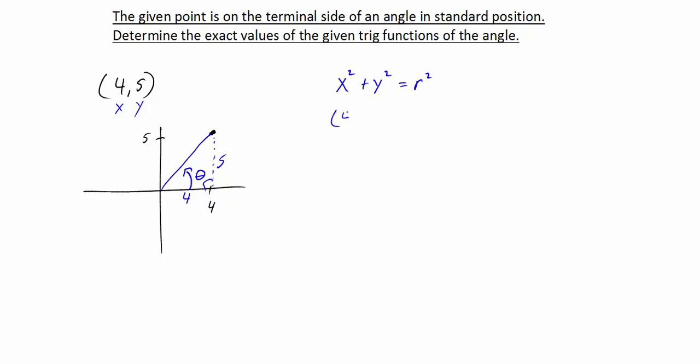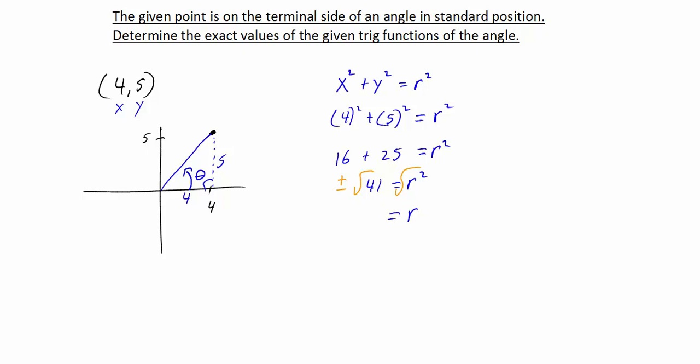So now we would have 4 squared plus 5 squared equals r squared. So 4 squared, we would have 16 plus 25 equals r squared. And 16 and 25, that's going to be equal to 41. And now, because we're looking for r, we need to take the square root of both sides. And remember, if we take the square root here, this would technically be plus or minus. So therefore, r is equal to plus or minus the square root of 41.